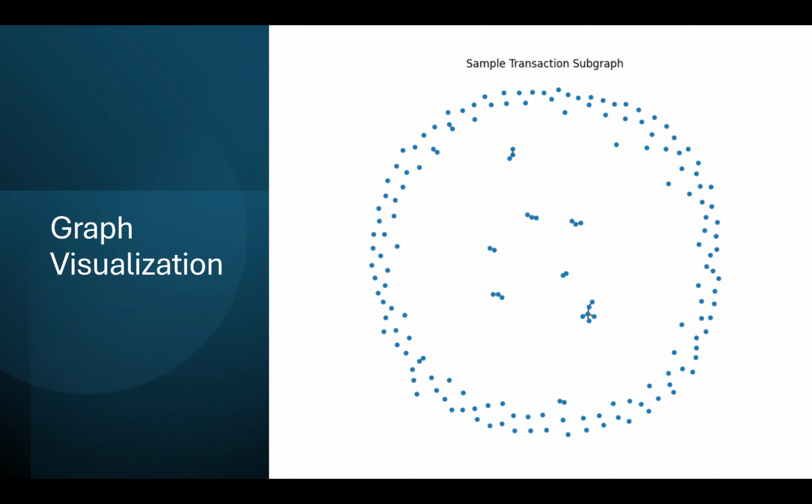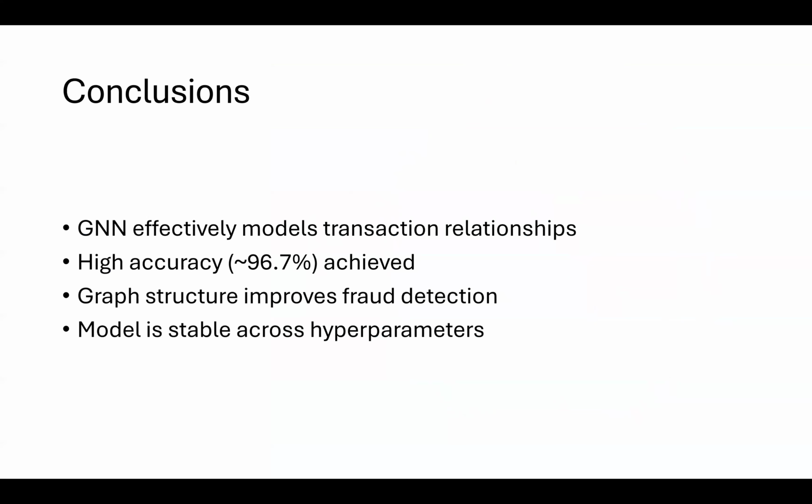And this is a small subgraph from the dataset showing how transactions are connected. Each node is a transaction and edges represent the flow between them. We can see clusters forming which may indicate related activities. Fraud often appears in such connected patterns rather than isolated points. And this structure is why graph-based methods are useful here.